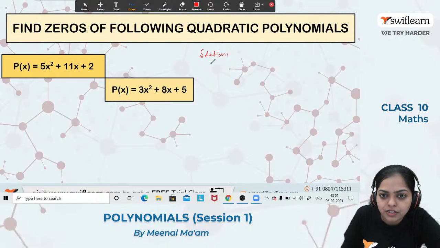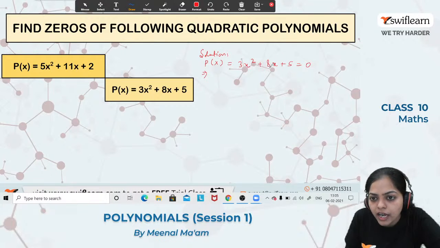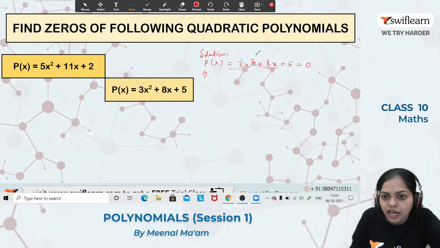Alright, so the solution will be, first we have to put P(x), that is 3x² + 8x + 5 equals to 0. Yes, this is our first step. Then in the second step, what am I going to do? I have to split this middle term. Before that, what I have to keep in mind is that I have to take the multiplication of the coefficient of x².